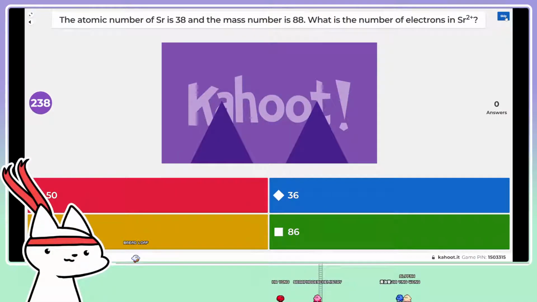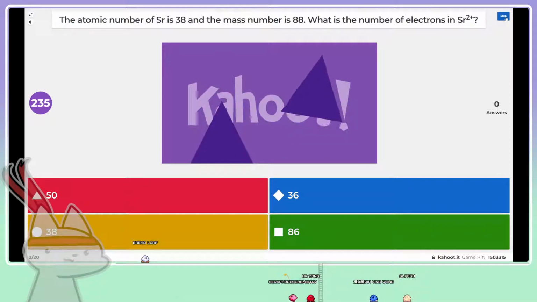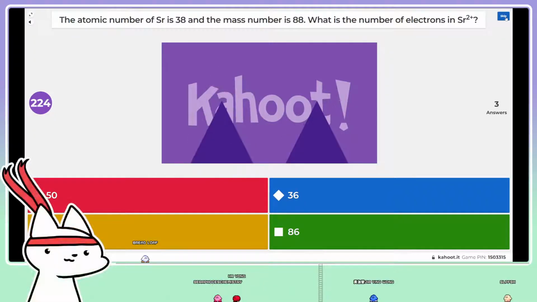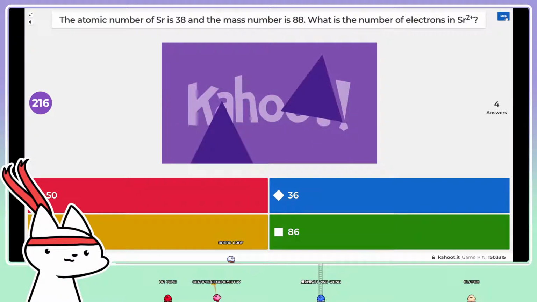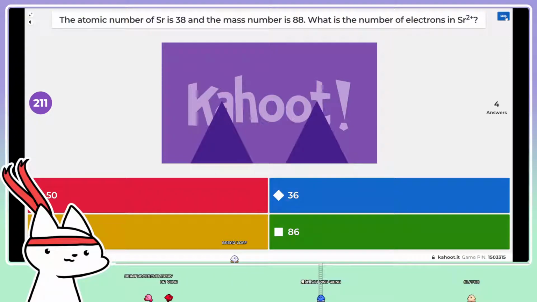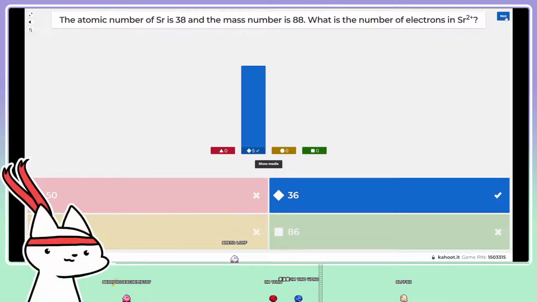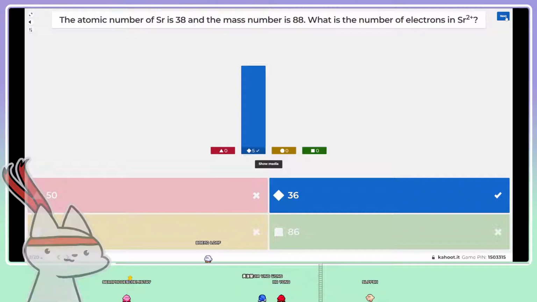Oh, hello, bread loaf. The atomic number of Sr, which is strontium. I believe strontium is group 2. Strontium is 38, so the atomic number is the proton number. There's a mass number, also called nucleon number, of 88. What is the number of electrons of Sr2+? Be careful of the plus. Nice. Everyone got it correct. So let's move on.